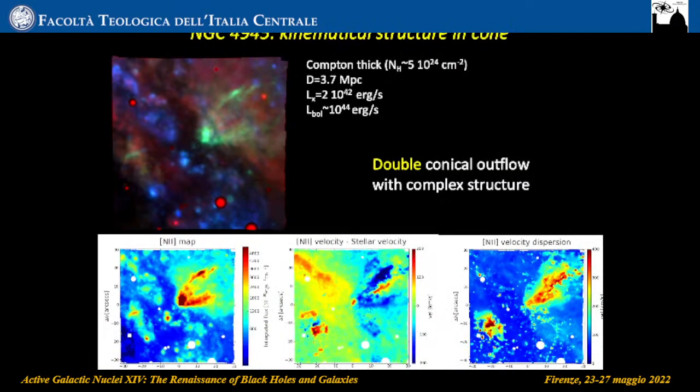This is another example, NGC 4945, where this is the flux map in the [N II] that is tracing the ionization cone. This is the velocity map, again very complex. This is the disk of the galaxy, red and blue, with the galaxy rotating in this direction, and the outflowing cone, blueshifted and redshifted, and traced also by the velocity dispersion. As you can see, the velocity fields are very complex, so it's not so easy to model the dynamics in detail.